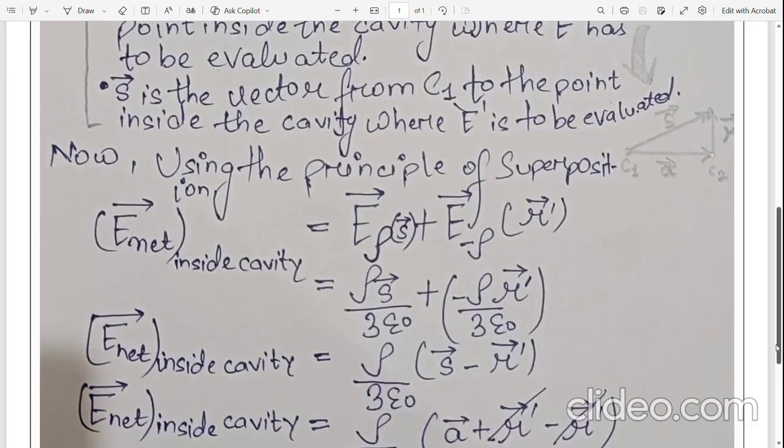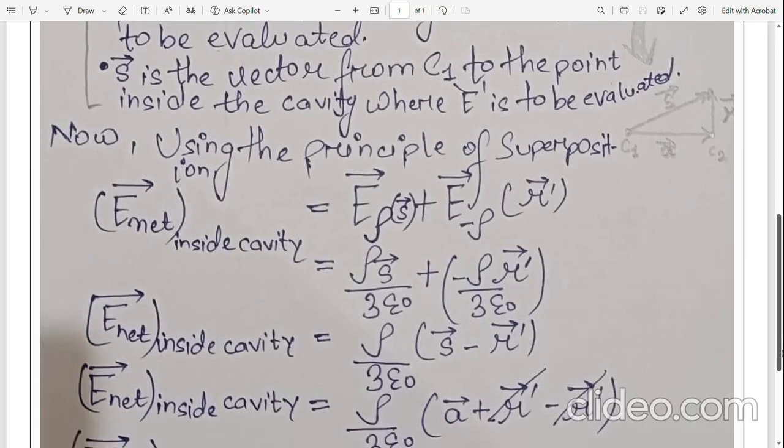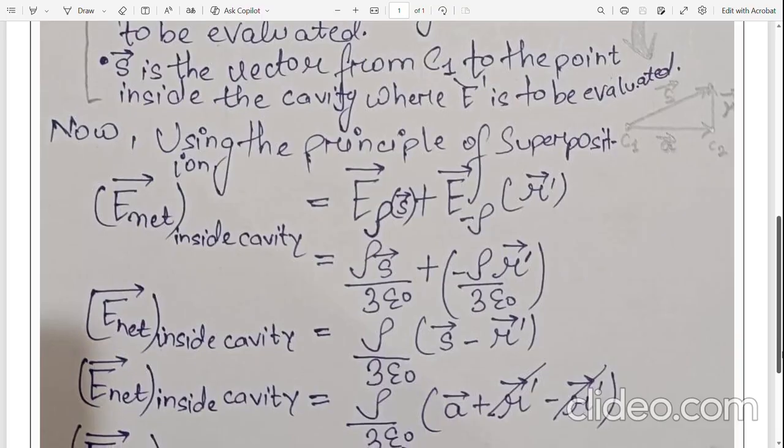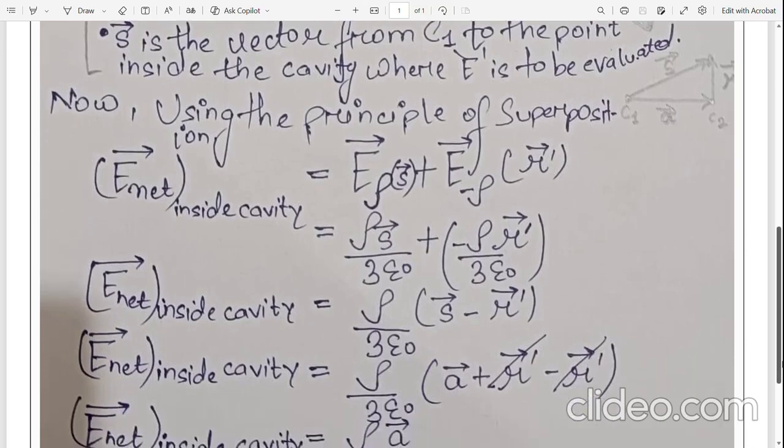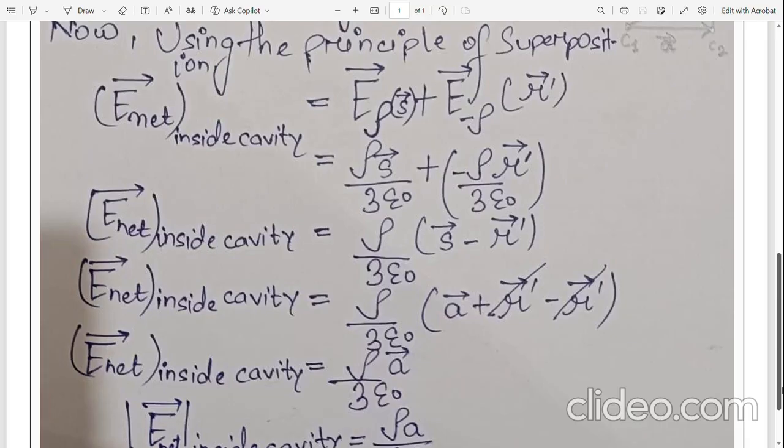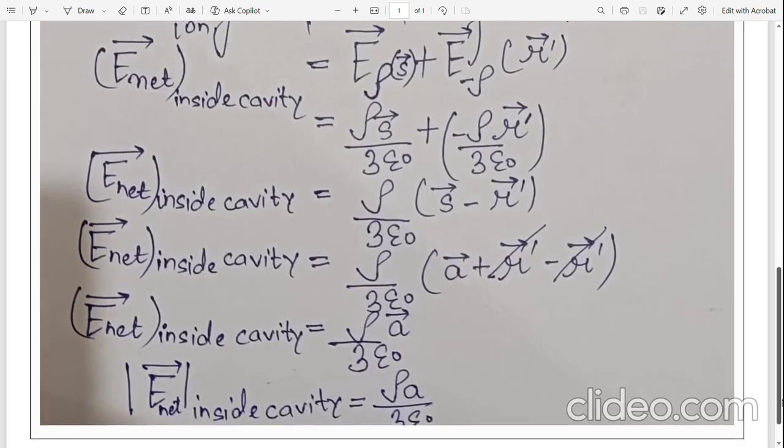Now we can write the s vector as r vector plus a vector. So this r vector plus a vector is equivalent to the s vector. That is what we wrote in the next line, and we got a vector plus r vector minus r dash vector. Both the r dash vectors cancel one another and we are left with rho a vector upon 3 epsilon naught. This is the net electric field at any point inside the cavity, right? This is in vectorial form, and the magnitude is rho a upon 3 epsilon naught.